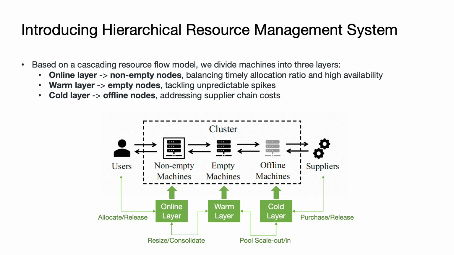So our cascading resource flow model divides machines into 3 layers, addressing the challenges of each layer specifically. The online layer optimizes resources for non-empty nodes. The warm layer focuses on empty nodes, and the cold layer deals with offline nodes.